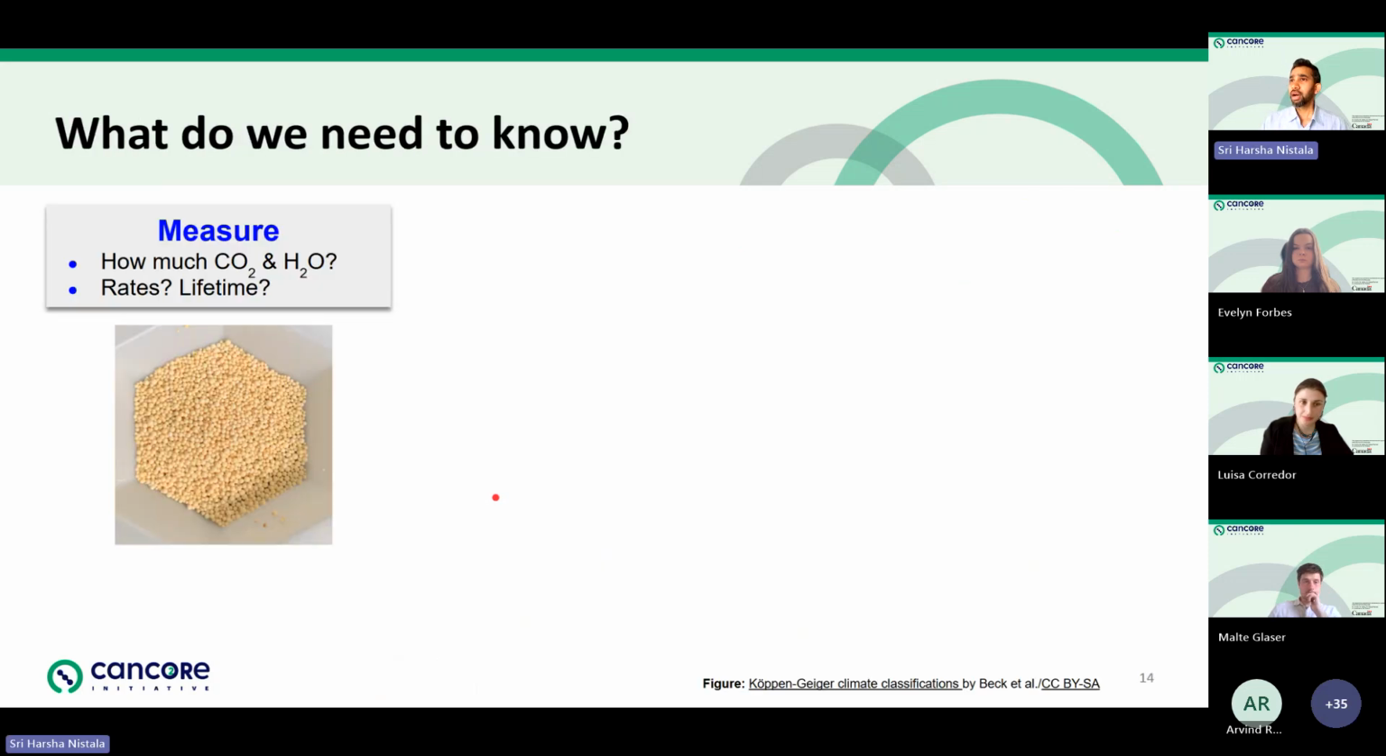Now that we have seen how a DAC process can work, we ask ourselves the question, what other information do we need to know in order to deploy DAC at a very large scale? So at the scale of the sorbent, we need to understand how the sorbent behaves under different circumstances. For example, under different temperature conditions or under different humid conditions. We need to know how much CO2 and water it can hold, let's say at minus 20 degrees Celsius versus plus 40 degrees Celsius. We also would need to know the rate at which CO2 will go in and come out of the sorbent. And we also would want to know, does the sorbent degrade? If yes, what is the lifetime of the sorbent?